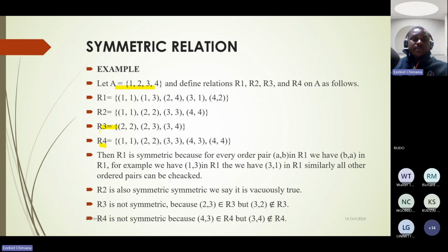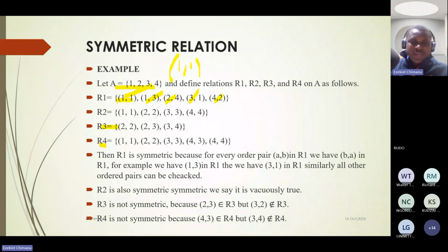If you look at R1, is R1 symmetric? We've got 1, 1. So guys, whenever you've got 1, 1, it means you already have ab and ba, because this one is mapped to 1. You can also say this one is already mapped to 1. So this one, 1, 1, and then you have got 1, 3, you must have a 3, 1. Then whenever you have a 2, 4, you must have a 4, 2.